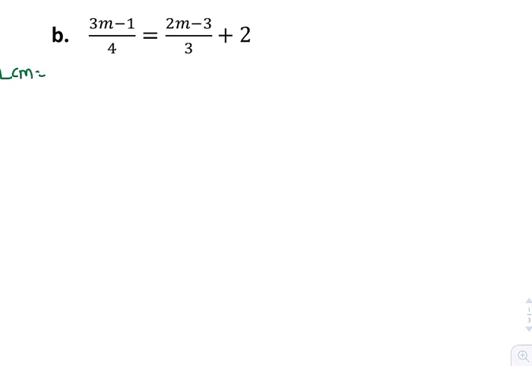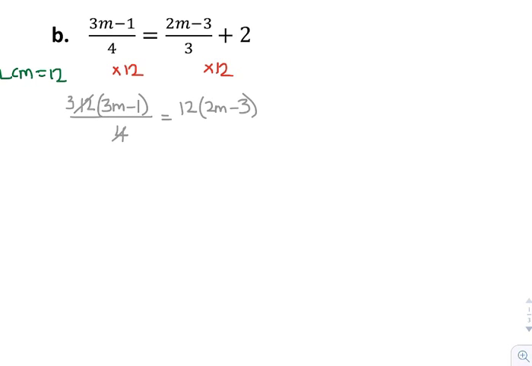Our first step is to find the lowest common multiple of 12 and multiply both sides of the equation by this. The reason for doing this is to again try to cancel out those denominators of 4 and 3, so that when we write this out we get 12 divided by 4, which cancels down to 3, and 12 divided by 3, which will cancel down to 4.